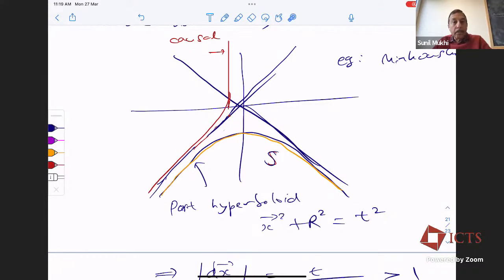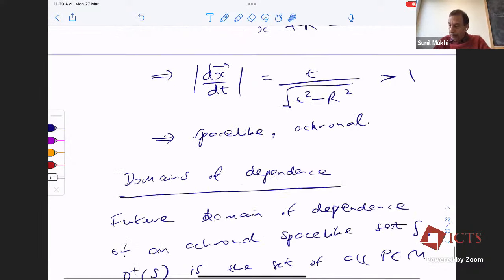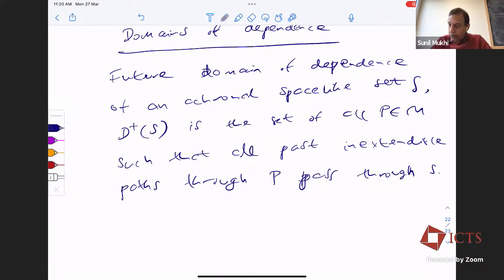So what we are saying is, if it's a Cauchy surface, then its future domain of dependence is exactly all the future. But if it's not a Cauchy surface, it still has a domain of dependence, which is not the whole manifold. And that's what the concept of future domain of dependence is. And of course, D minus of S is the past domain of dependence, defined exactly the same way.